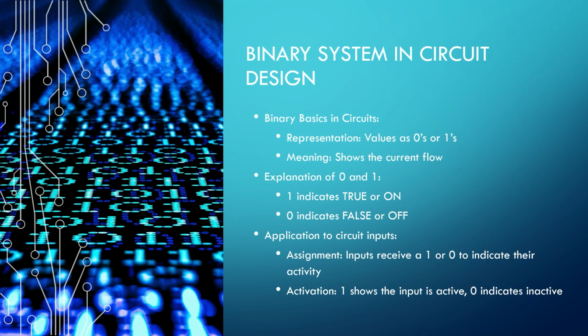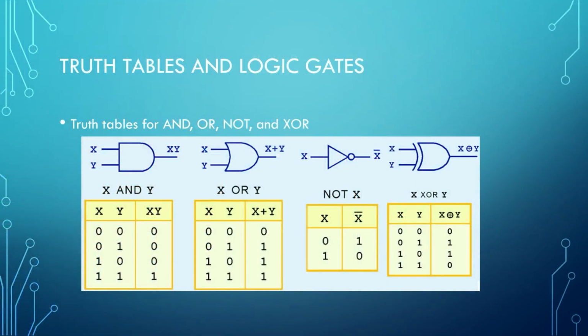Conversely, a 0 shows that the input is off or in an inactive state. Now that we've covered the basics of binary numbers, we can see a more visual representation of the values by looking at various logic gates and their truth tables. For example, if we look at the AND gate and its truth table, it outputs a 1 only when both of its inputs are a 1. In all other cases, it will output a 0.